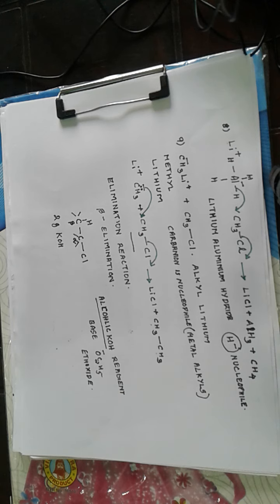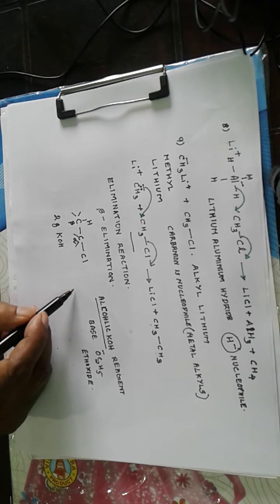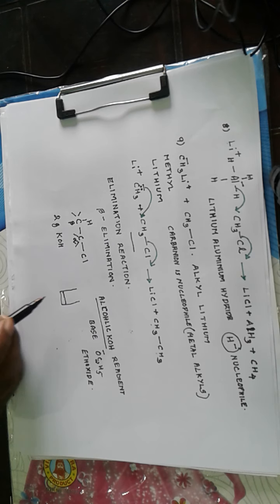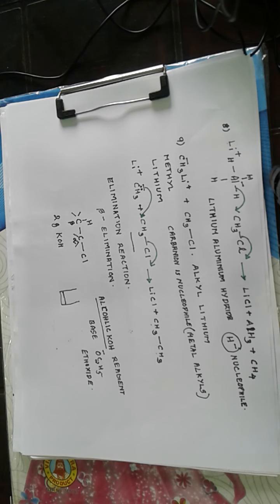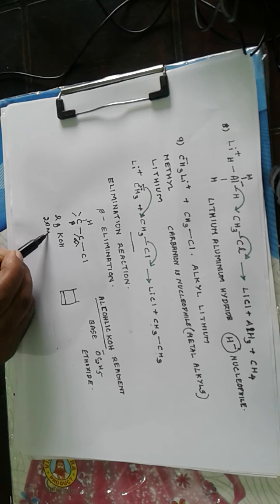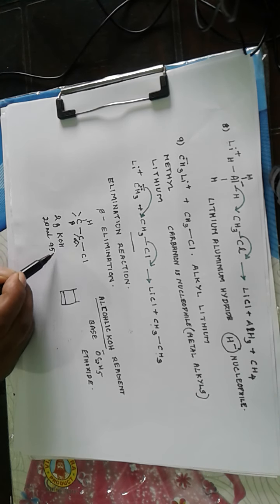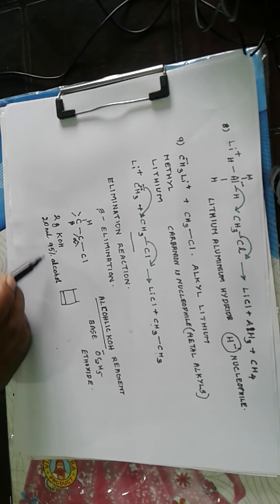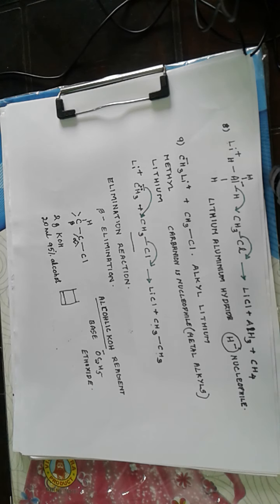Now these pellets are dissolved in a minimum amount of water. So in a beaker you take 2 gram KOH as pellets and dissolve it in drops of water so that a clear solution is obtained. Then you add about 20 ml 95% alcohol. Now 95% alcohol is called rectified spirit. Then shake well to get a clear solution.